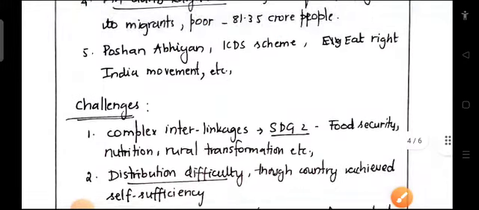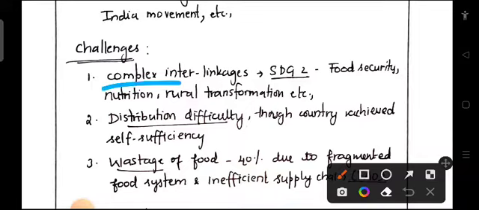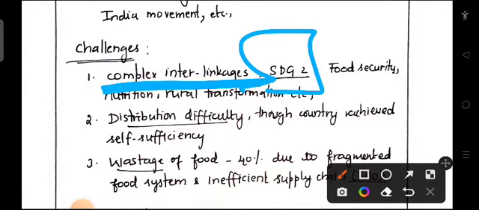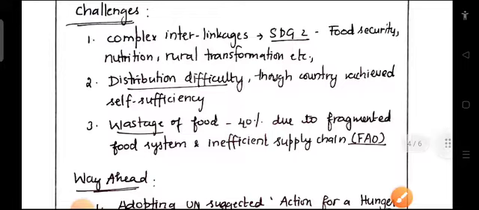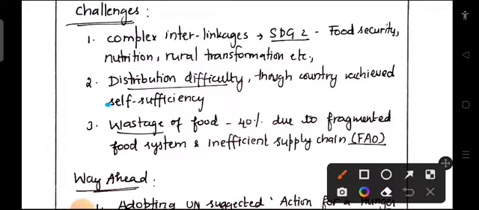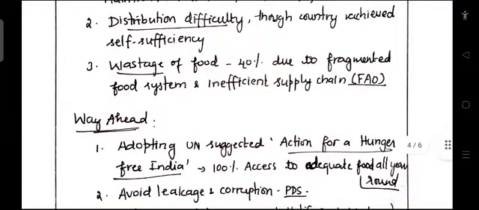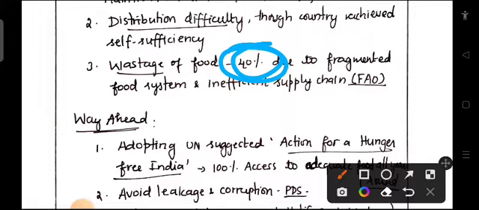Now let us look into the challenges part. What are the challenges? Complex interlinkages. Like in the SDGs, we have to achieve food security, nutrition, and rural transformation. So there are many complex interlinkages to be handled by the government. And the distribution difficulty. Though the country has achieved self-sufficiency in food and we are also exporting it, there is still distribution difficulty inside the country. And wastage of food, which contributes like 40% of the food being wasted. Why? It's because of the fragmented food system and inefficient supply chain as per FAO data.